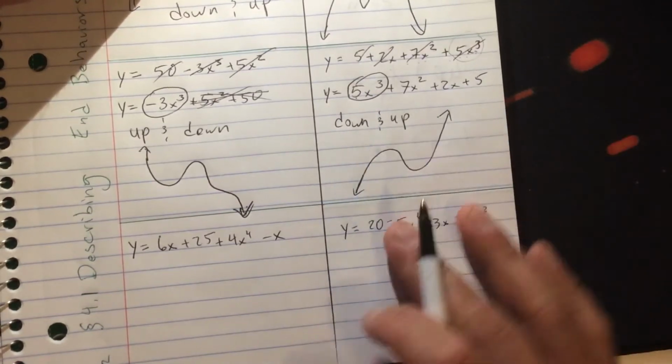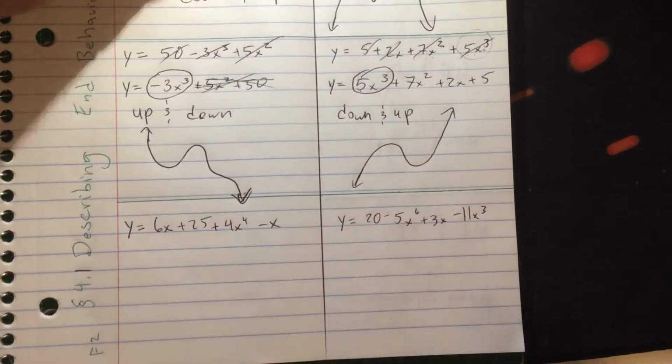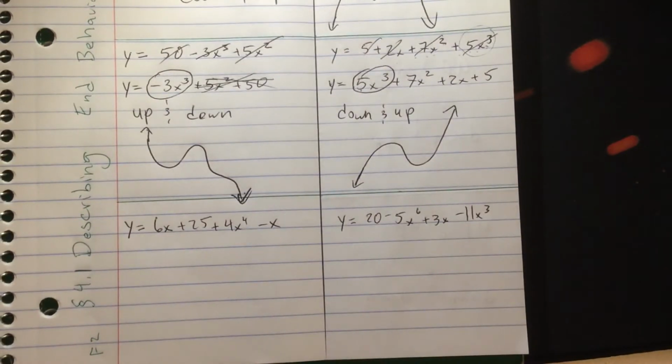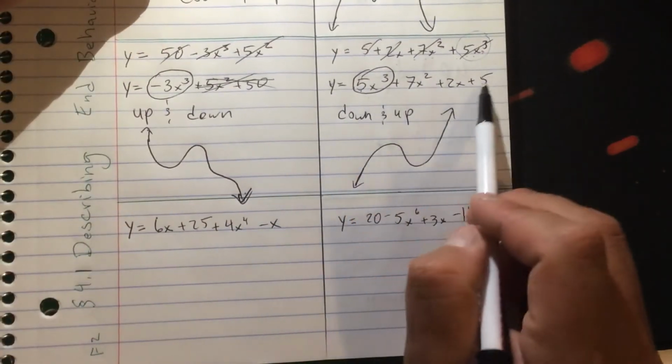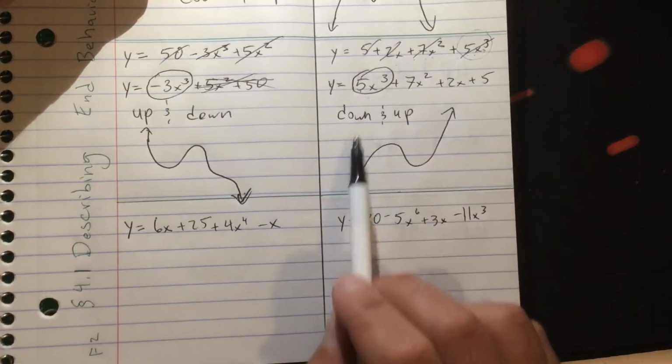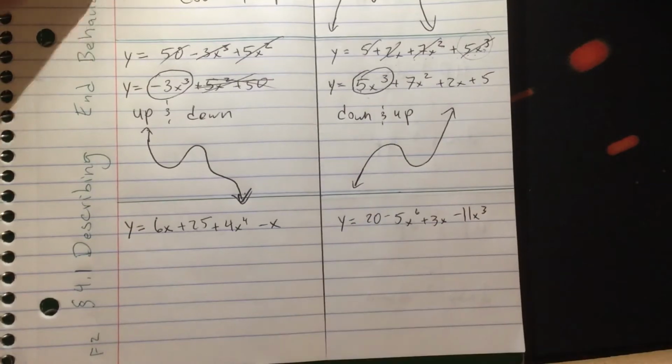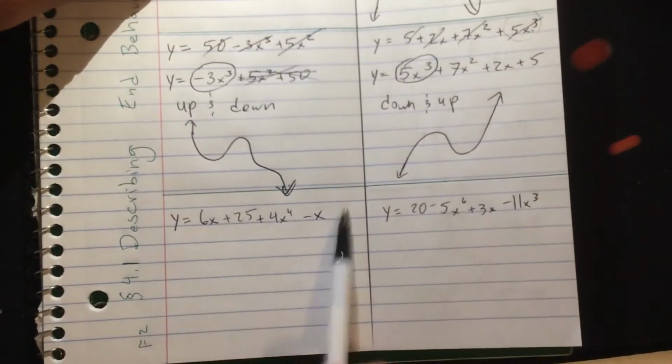Like I said, this is just an example of what it's going to look like. It's not for sure what the graph looks like. I mean, it possibly could be. I don't actually know without putting this into a graphing calculator, but I know that because of this term, it's going to start from the down position and finish in the up position. All right, let's go ahead and move on to the next one.